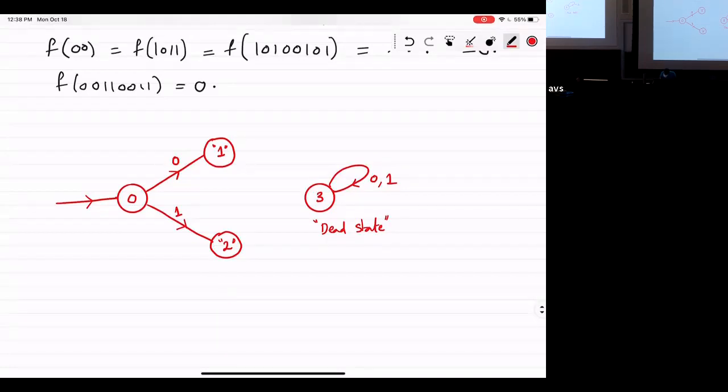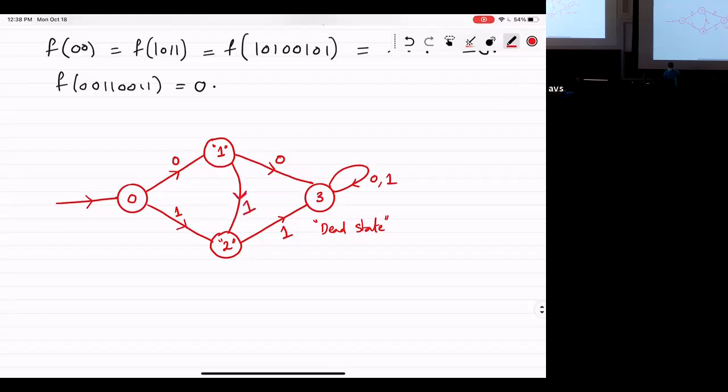So if I'm on the state where I saw a 0 and I see a 0 immediately, then I reach the dead state. If I have a state where I saw a 1 and I see a 1 immediately, I go to the dead state. That much is clear. But now I'm still not done. If I'm here and I see a 1, what should I do? As suggested, I should go here.